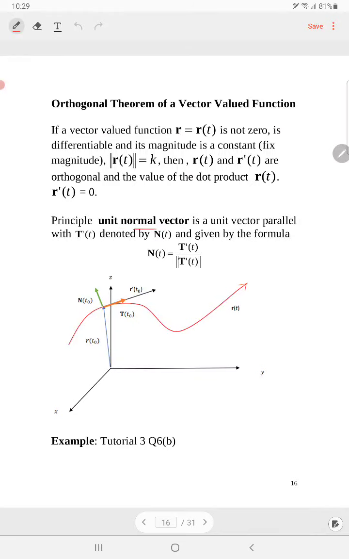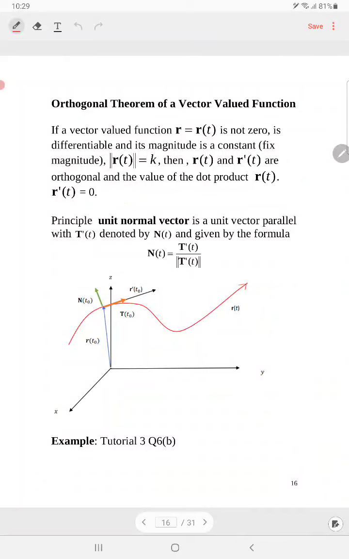But before we look at principal unit normal vector, let's look at the orthogonal theorem of a vector valued function. Let's say you have a vector valued function R, which is not a zero vector, and it is differentiable, with its magnitude a constant. So the magnitude of R is equal to a constant, let's say K. Then R and R prime are orthogonal and the value of the dot product is equal to 0.